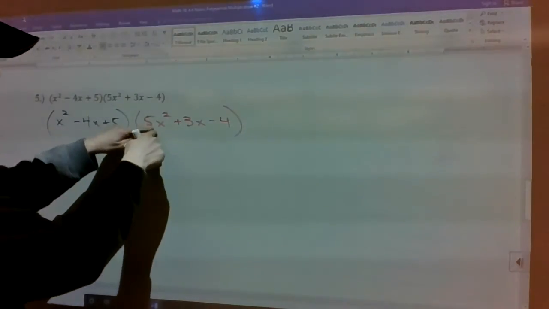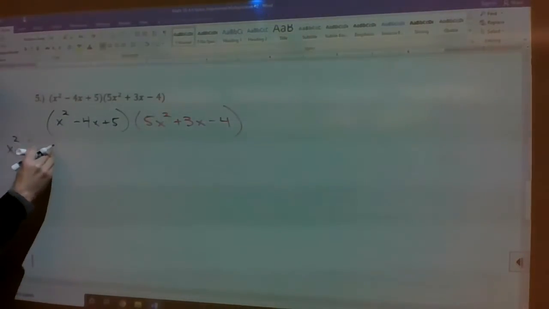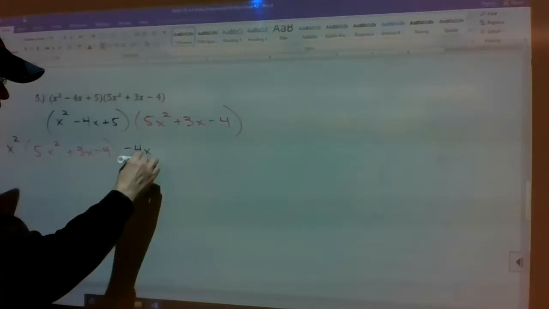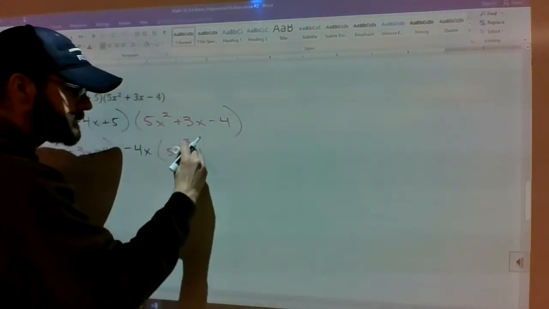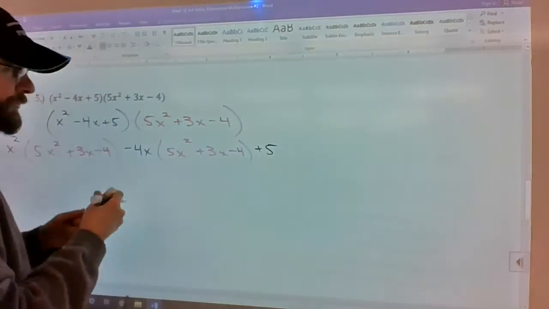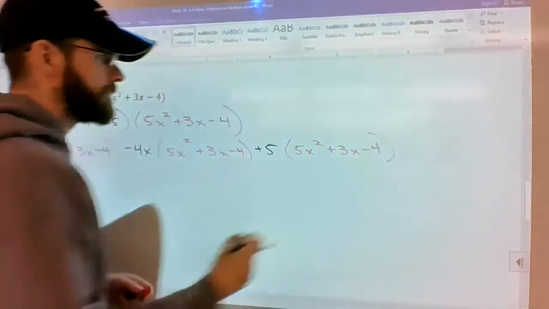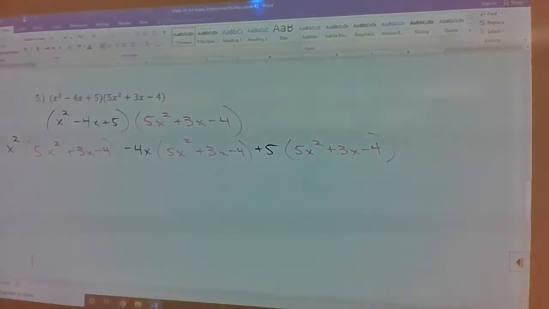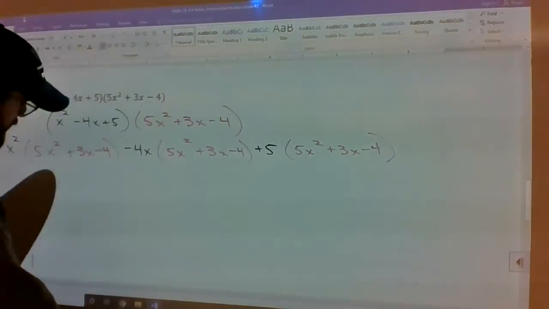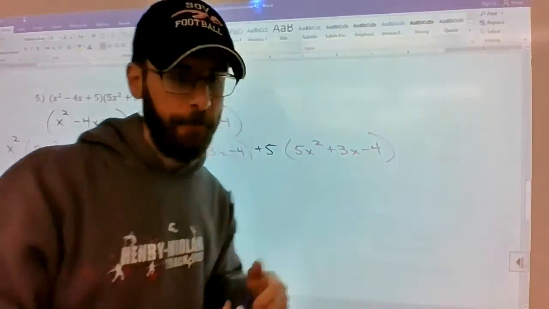Everybody in here is going to be multiplied by all three parts in red. So you've got x squared times all three parts in red. You've got minus 4x times all three parts in red. And then you've got positive 5 times all three parts in red. All right, can you guys see all that? Just barely. Okay. So I'm going to do the same thing where after I expand it, I'm going to stack the like terms as they come out.